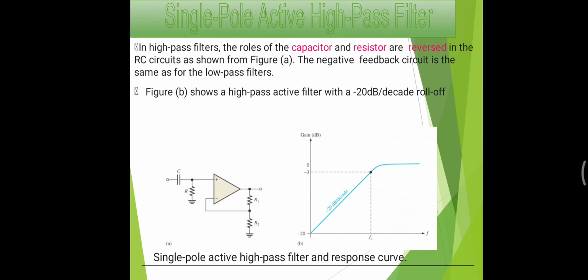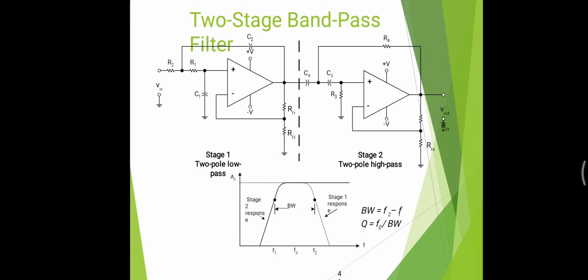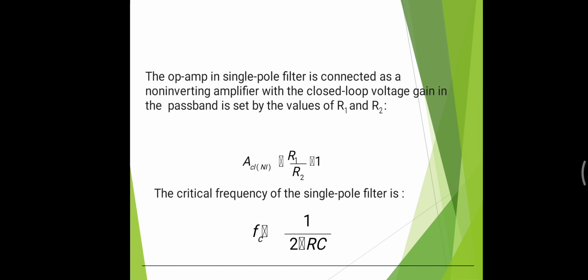If we see the single pole active high pass filter and its response curve, the gain reaches almost 0 at critical frequency with minus 20 dB per decade roll off. Now we are going to see the op amp with single pole filter and its voltage gain at closed loop. We can get R1 divided by R2 plus 1, and the critical frequency of the single pole filter is F equal to 1 divided by 2 pi RC, we know that.